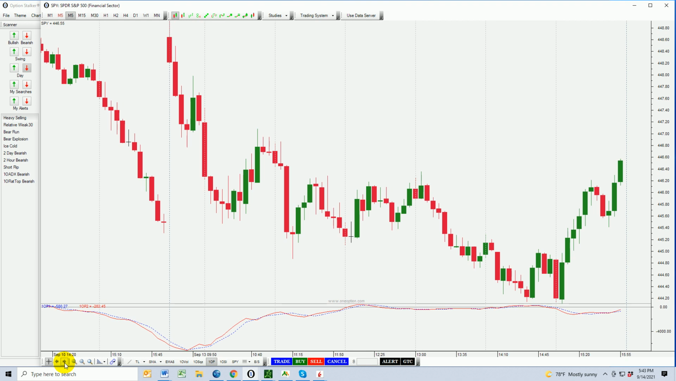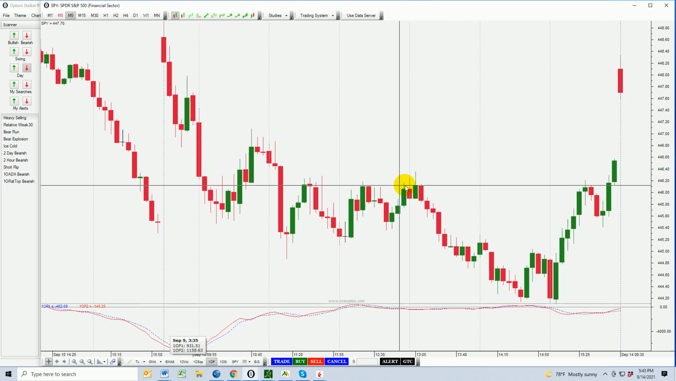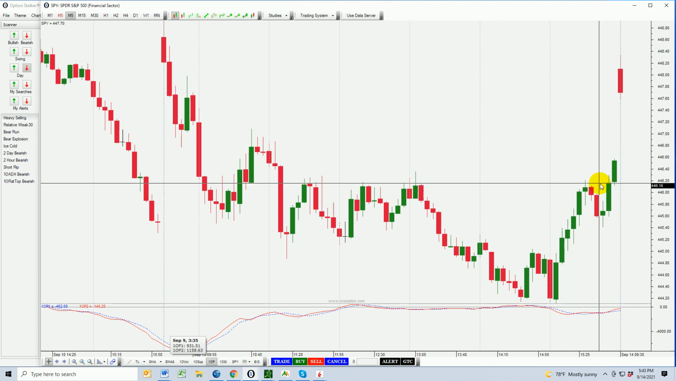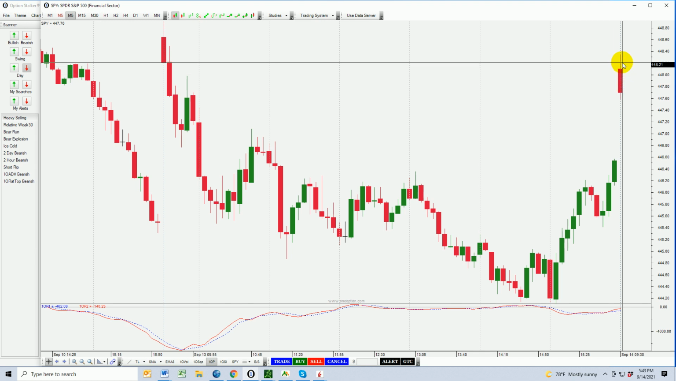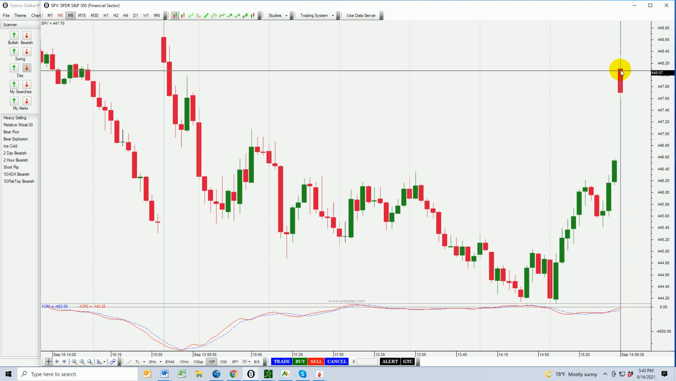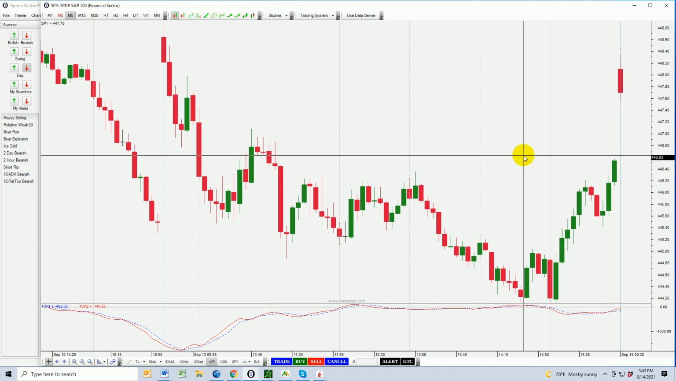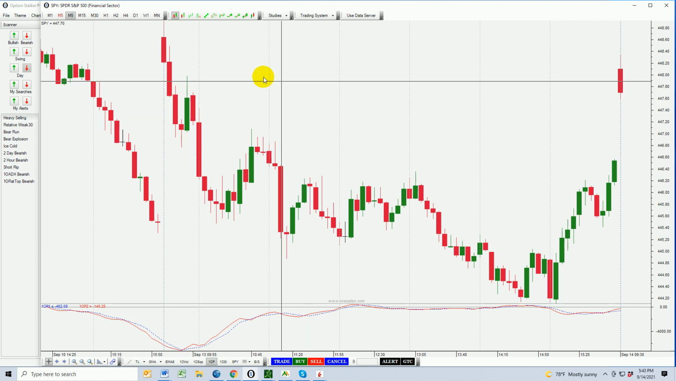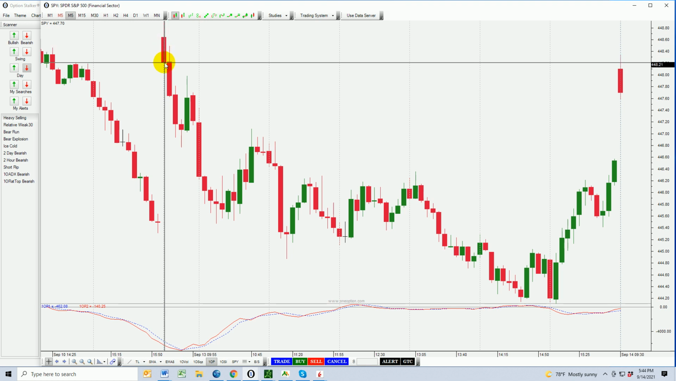And I believe that's the end of the day right there. Yes, that's the close of the day. So it does get through this horizontal resistance. Now, the start of a new day. Another gap higher and another red candle to start the day off. Where have I seen that pattern before? Oh, yeah. That's how the previous day started off.